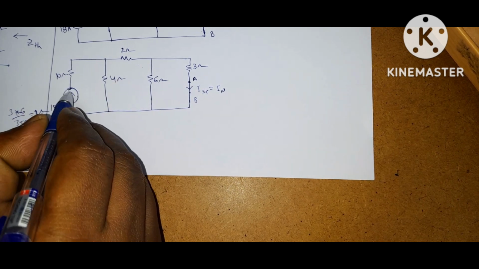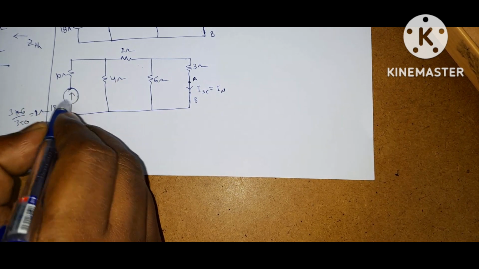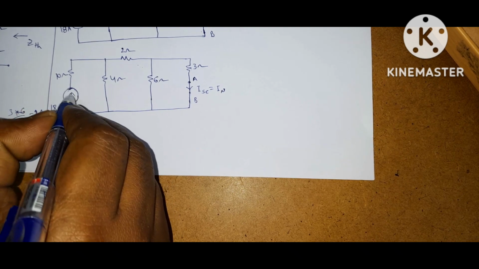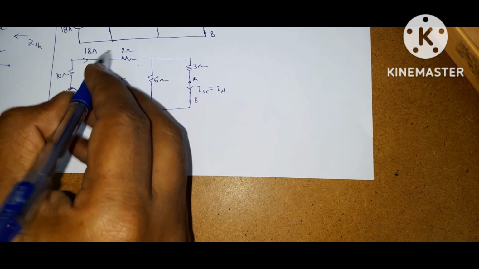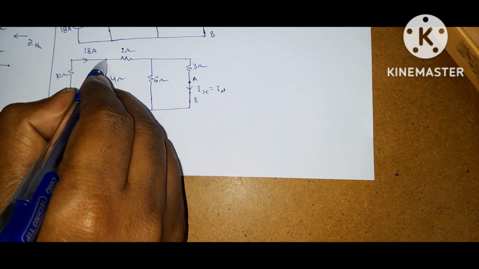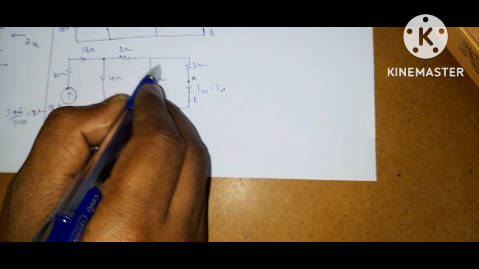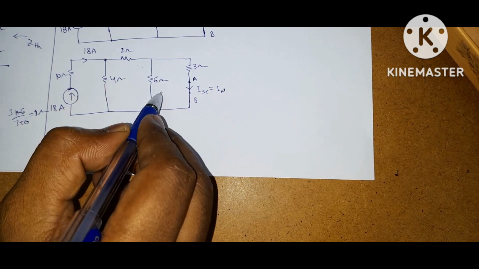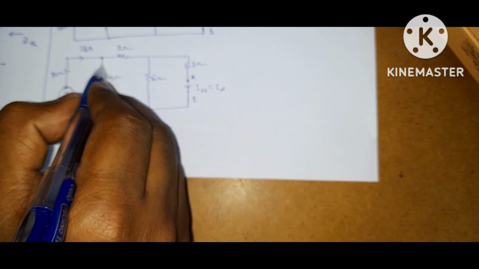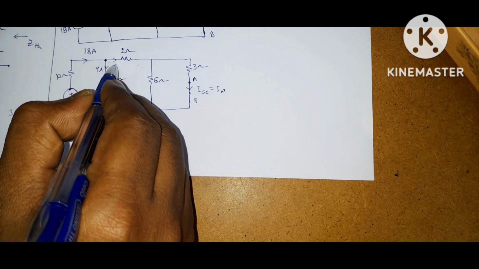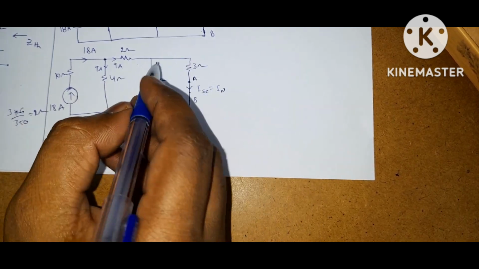If you observe, this branch current is 18 amps. Here this is a current source. So this branch current is 18 amps. When it reaches this node, this equivalent is 4 ohms and this is 4 ohms. So the current is divided equally. So this is 9 amps and again this is 9 amps.